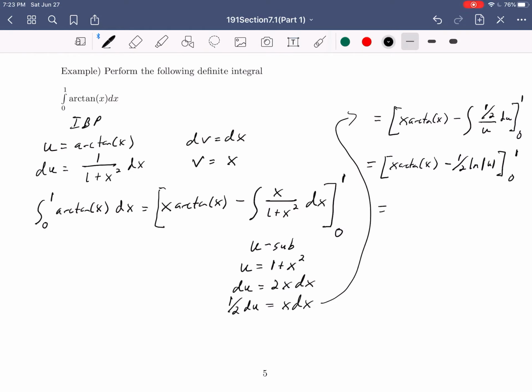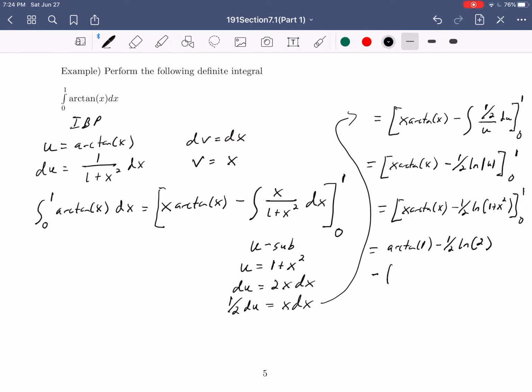We can plug back in, that's x arctan x minus 1/2 ln, and then our u was 1 plus x squared, evaluated from 0 to 1. You'll notice that right here I'm dropping the absolute value bars because 1 plus x squared is always guaranteed to be a positive number, because x squared is always positive, plus 1 is going to make it certainly positive, so I don't really need those absolute value bars. Now I can go ahead and plug in. I plug in 1 here, so it looks like I get arctan of 1 minus 1/2 ln of 2.